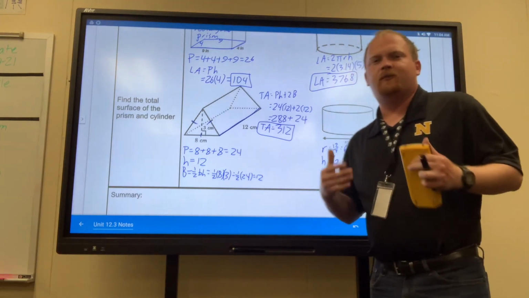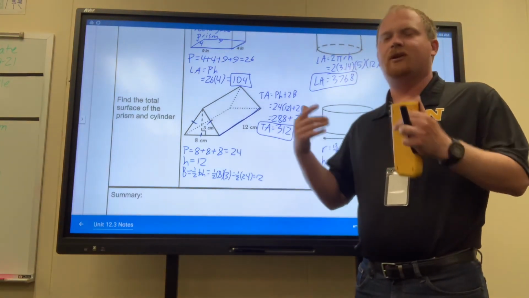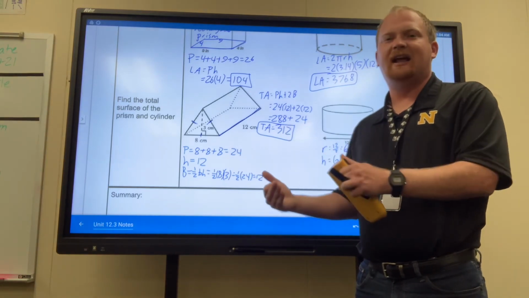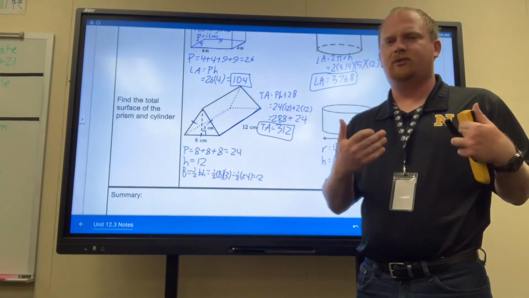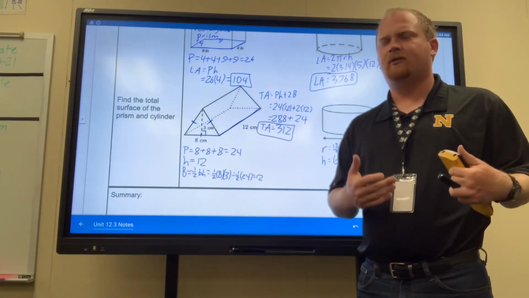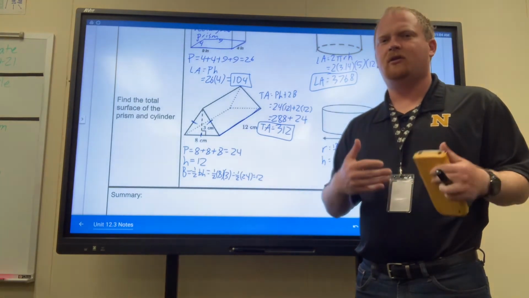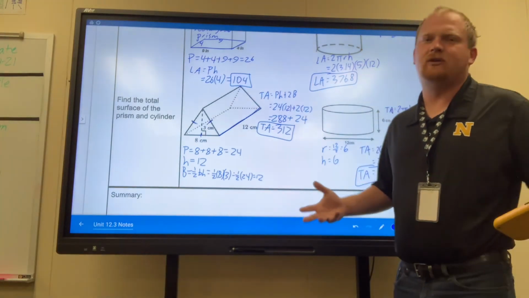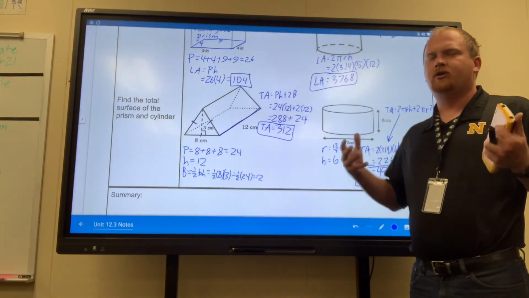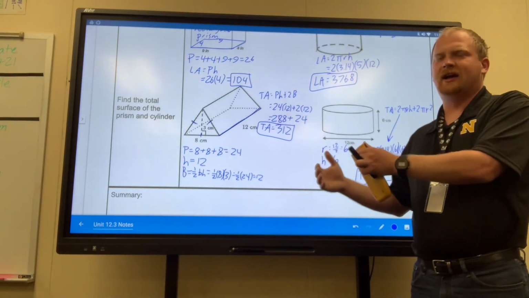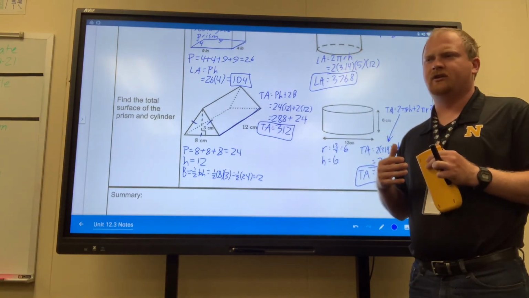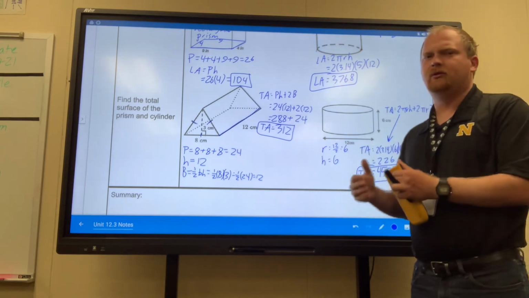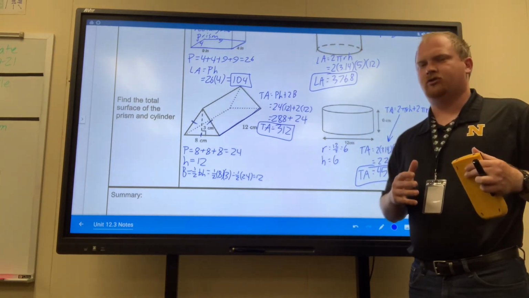But remember, to find total surface area, we first have to be able to find lateral surface area, and then we just add to it the two areas of the base. And that basically gives us the total surface area. So remember, we've got to be able to find lateral surface area, and then to find total surface area, we add the lateral area to the two areas of the base.